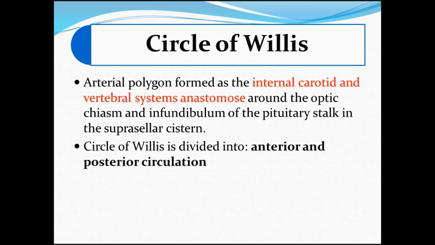We move up to talk about the circle of Willis. The circle of Willis is an arterial polygon formed by the internal carotid and vertebrobasilar system anastomosis. This anastomosis lies around the optic chiasm and infundibulum of the pituitary stalk within the suprasellar system. Therefore, the circle of Willis is divided into two parts, the anterior circulation and posterior circulation.